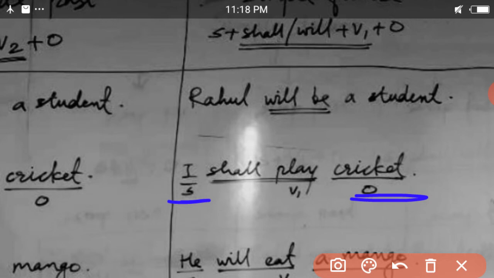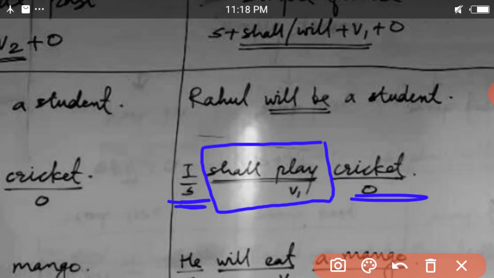Subject plus shall or will plus V1 plus O. Here, as the subject is a first person pronoun, we can use shall, or instead you can use will. After shall or will we need to use V1. So what is V1 of play? That is play itself, right? So what answer did we get? I shall play cricket.